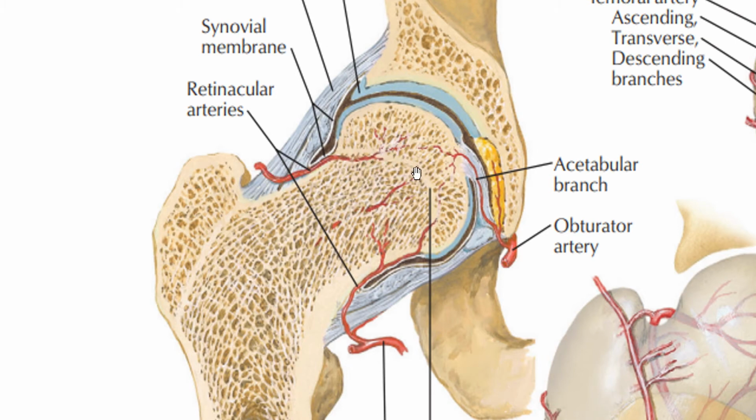In children, the epiphyseal cartilage is physically present in the form of hyaline cartilage. In adults, the hyaline cartilage is no more, because there is synostosis, or fusion, of the medial and lateral parts of the head. As a result, in adults, these retinacular arteries and the acetabular artery branch fuse with each other to form an anastomosis. Anastomosis means a network of blood vessels.